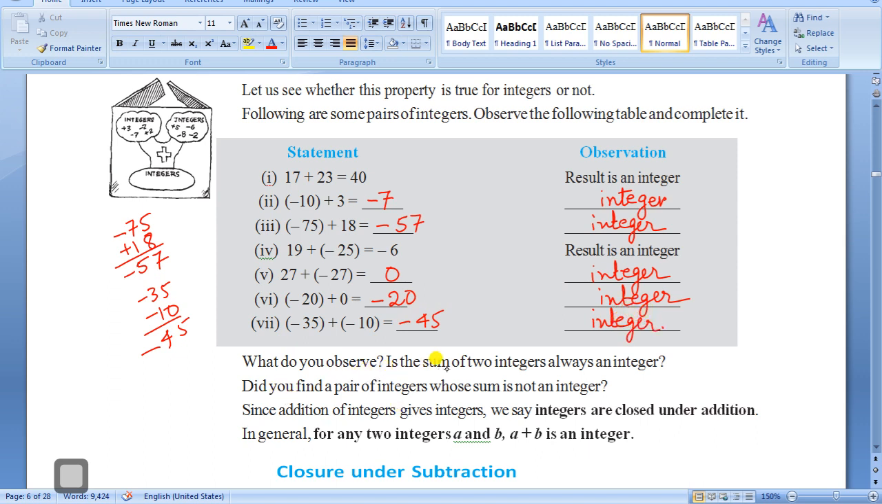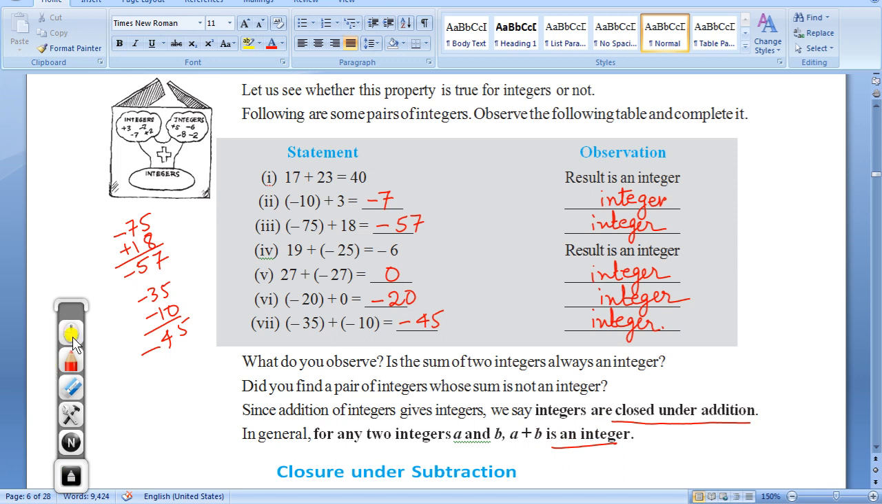What do you observe? Is the sum of two integers always an integer? Do you find a pair of integers whose sum is not an integer? No. Since addition of integers gives integers, we say integers are closed under addition. In general, for any two integers a and b, a plus b is an integer too. Now we'll see the closure property under subtraction.